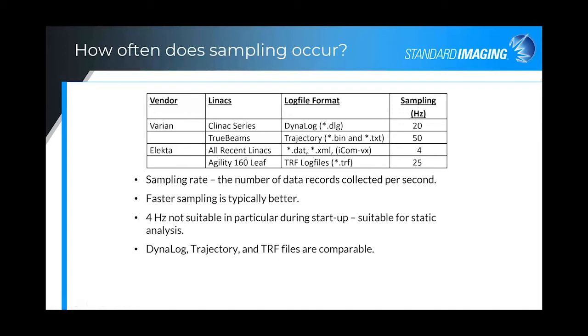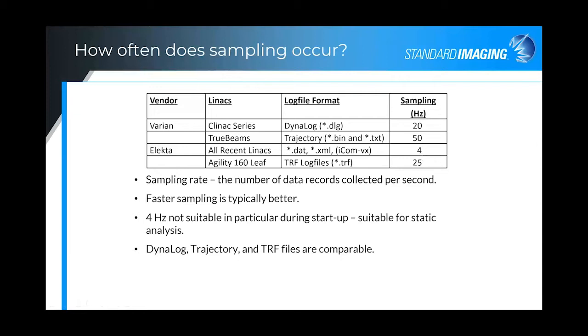Elekta provides slightly different recording options. TRF files are generated at 25 records per second, but unfortunately, as I already mentioned, these are not made available for real-time usage by external vendors. These files can be manually exported after planned delivery. The other option from Elekta is using the ICOM VX interface.